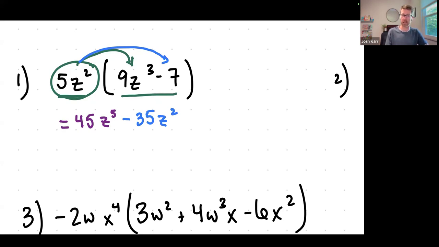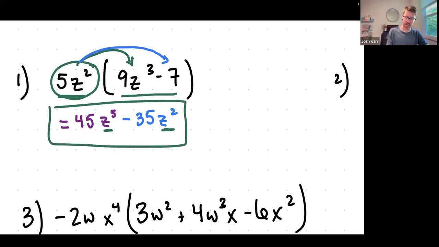Can we combine these things? No, they are not like terms. In order to combine, the bases have to have the same power on them, right? Back when we were doing the exponent properties, we didn't combine things that have different bases, but we also have to have the same power on the bases to be able to combine them into a single one. So this is a good final answer. Okay.